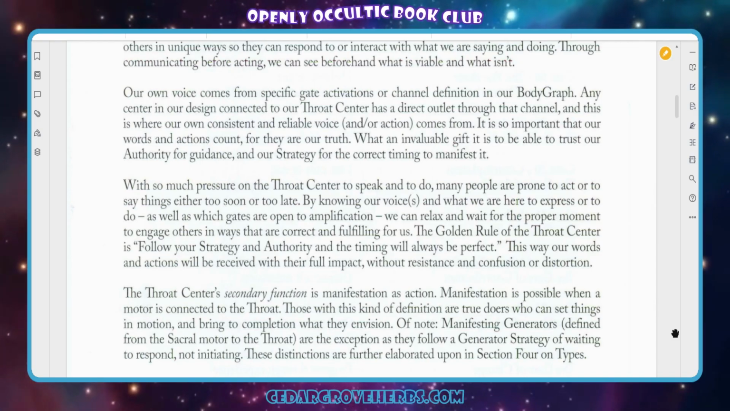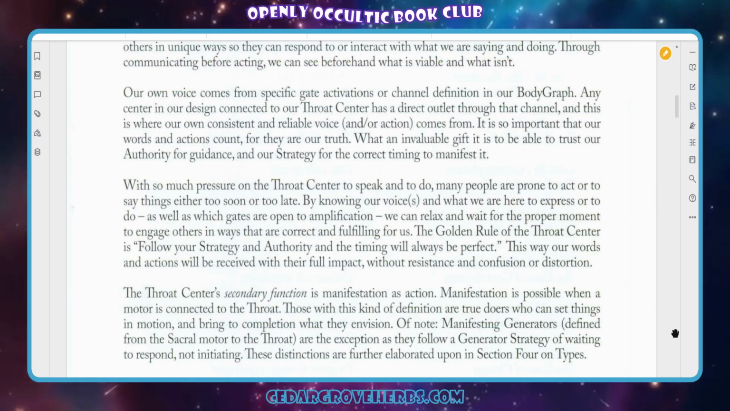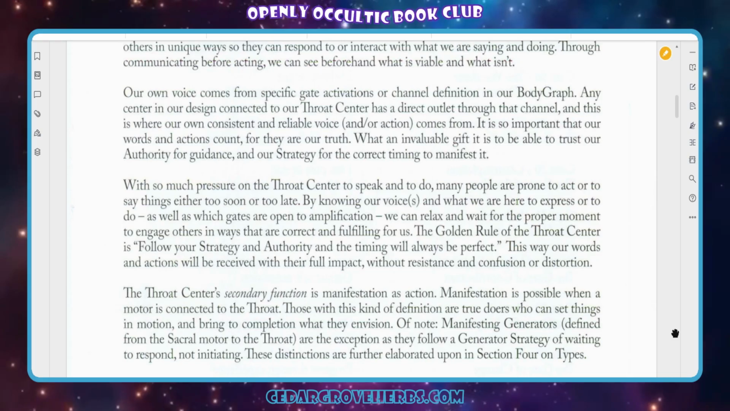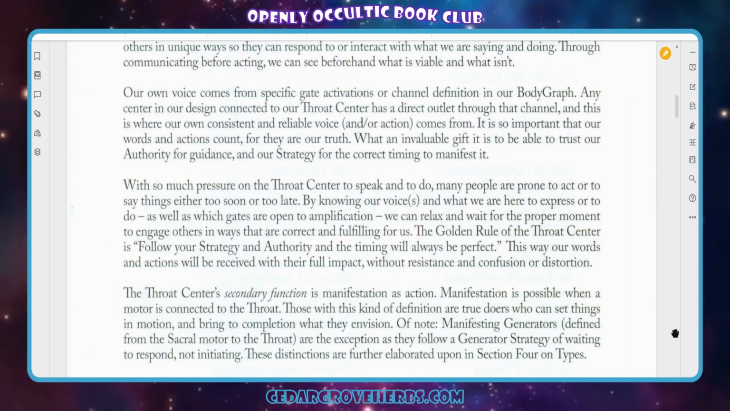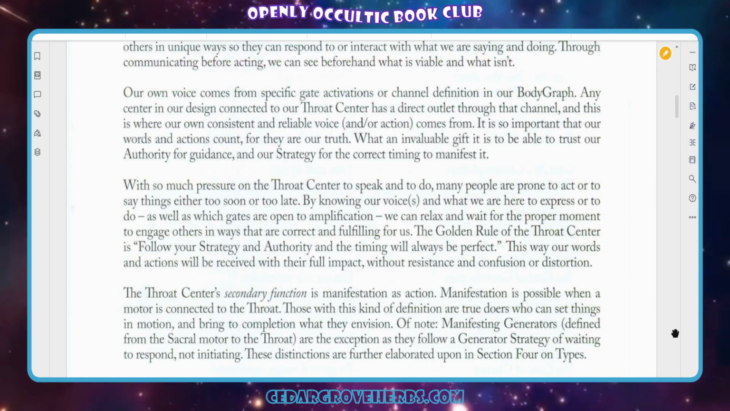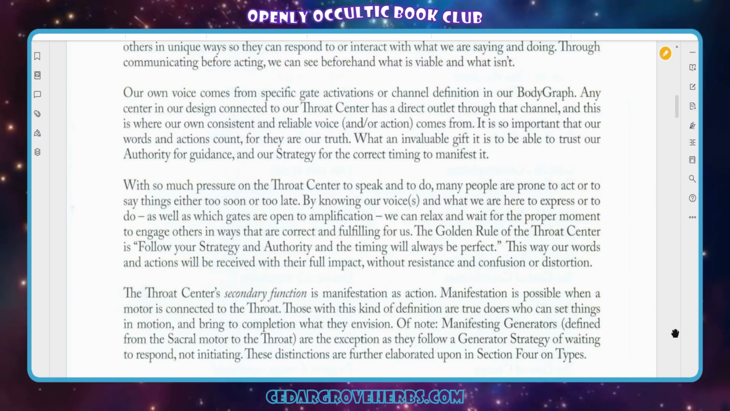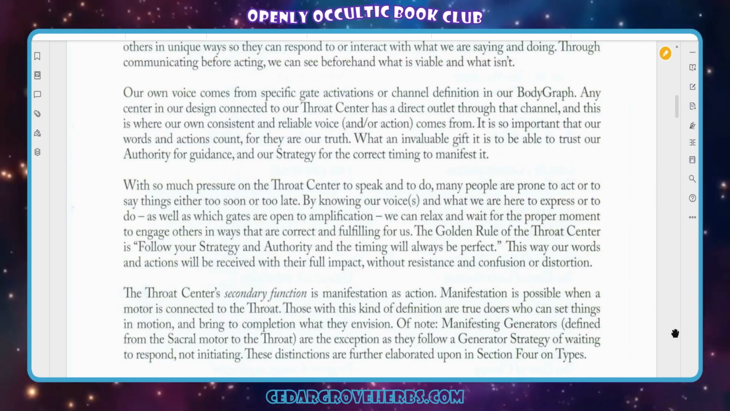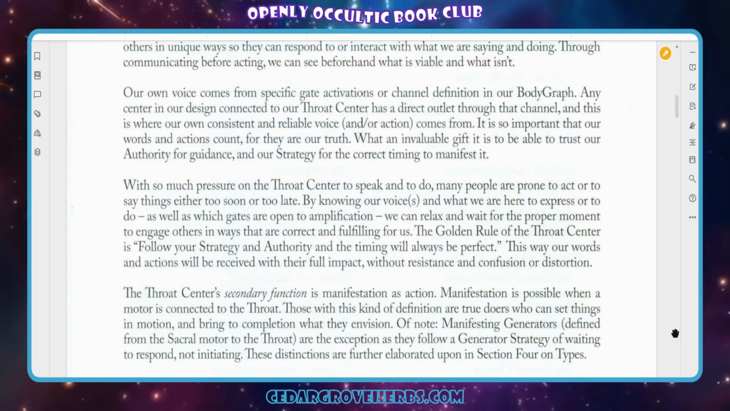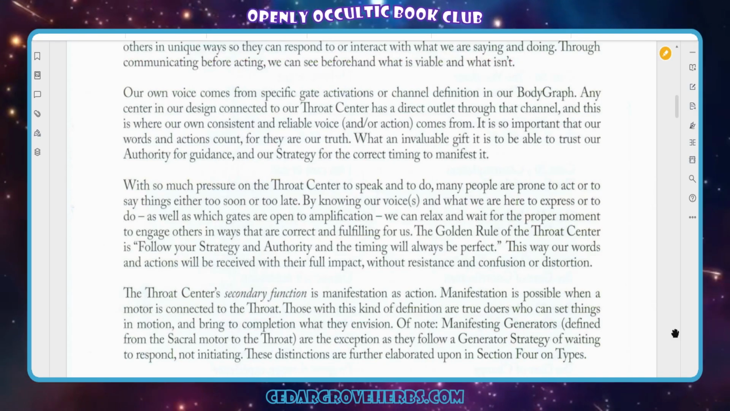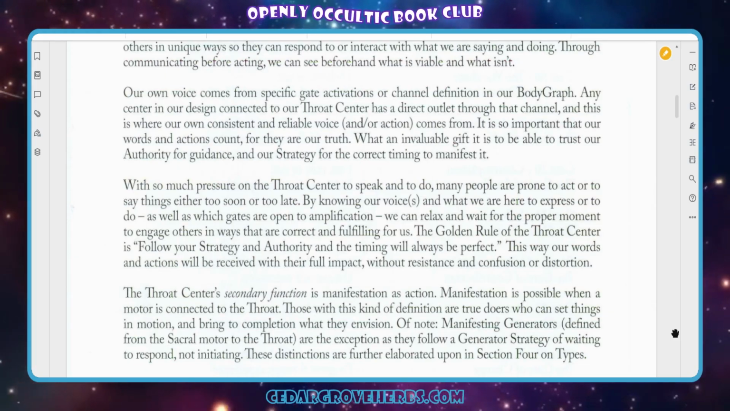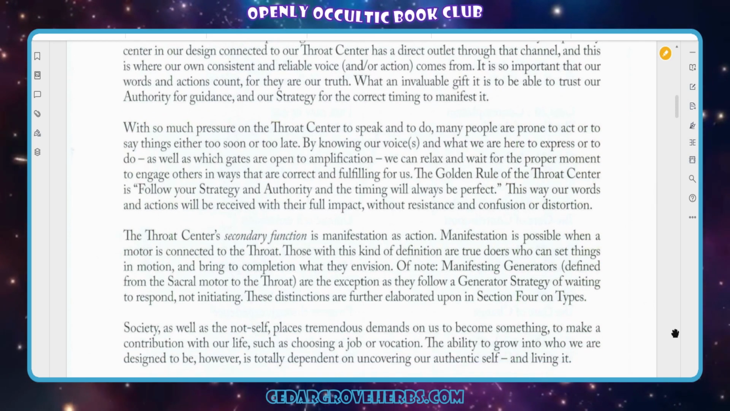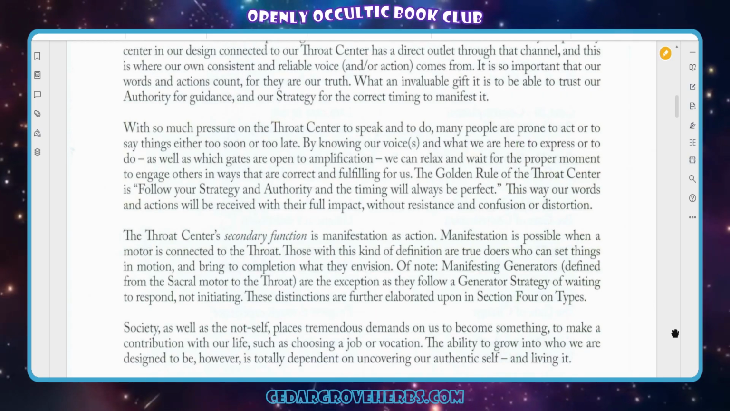With so much pressure on the throat center to speak and to do, many people are prone to act or to say things either too soon or too late. By knowing our voice and what we're here to express or to do, as well as which gates are open to amplification, we can relax and wait for the proper moment to engage others in ways that are correct and fulfilling for us. The golden rule of the throat center is follow your strategy and authority, and the timing will always be perfect. This way, our words and actions will be received with their full impact, without resistance and confusion or distortion.